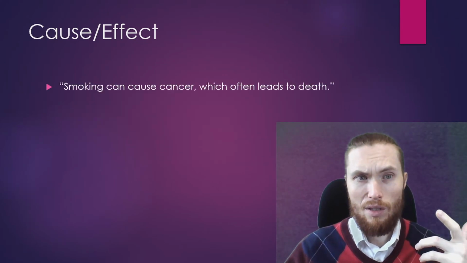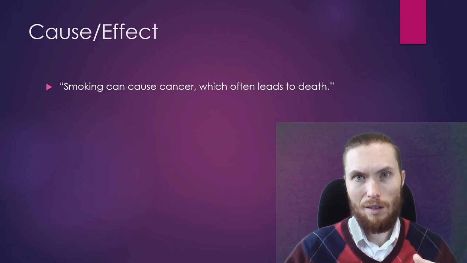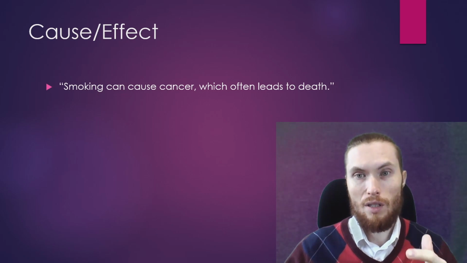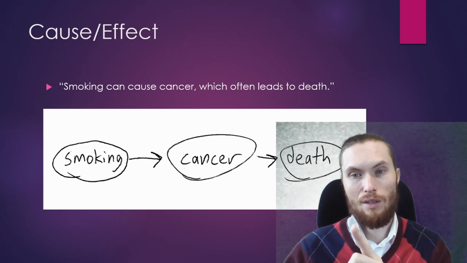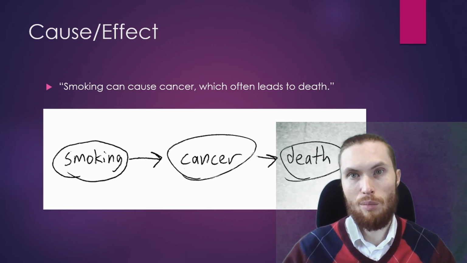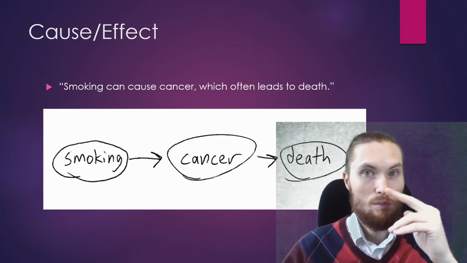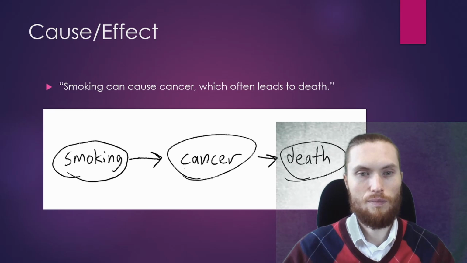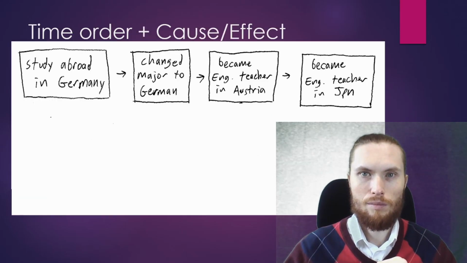So you would hear this: smoking can cause cancer, which often leads to death. So here we can make a diagram for this that looks like that. Smoking, cancer, death. So here we have a cause and effect relationship. These arrows show cause pointing to effect.